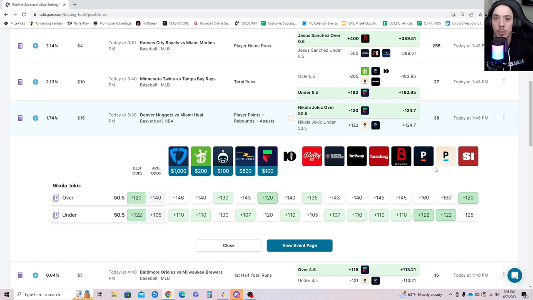-160 for everybody. I place $160 on a bet. If I win, I get $100 in profit back, $260 in total. So the higher that minus number is, the bigger favorite that play is, just for those who don't know.